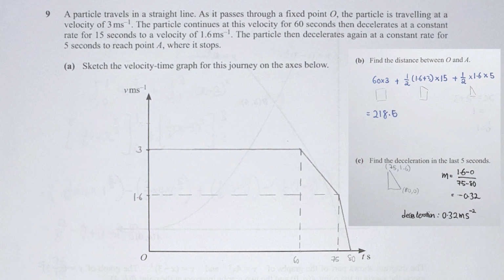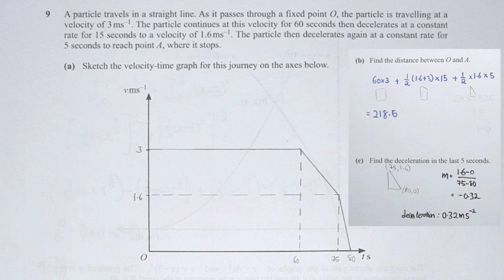So through this, to calculate the distance between O and A, means the area of this two trapezium shape, I would say. In our case, I split it into one rectangle, one trapezium, and one triangle to get the calculation done. So I took 60 times 3 plus half. The top will be 1.6, the bottom is 3, so 1.6 plus 3 multiplied by the height of 15. So that's for your trapezium calculation. And the last part is the triangle over there, 1 over 2 times 1.6 times 5. So your final answer will be 218.5.